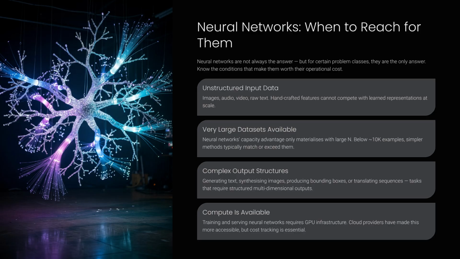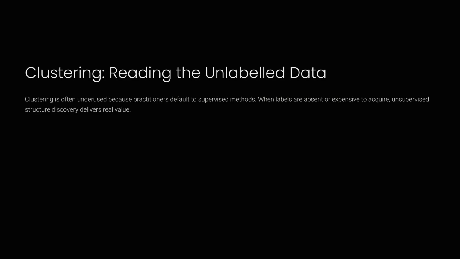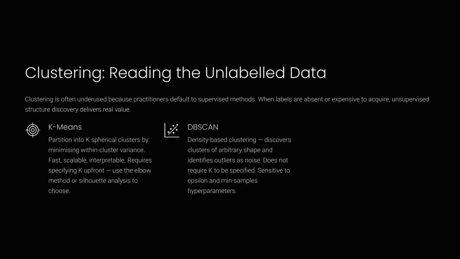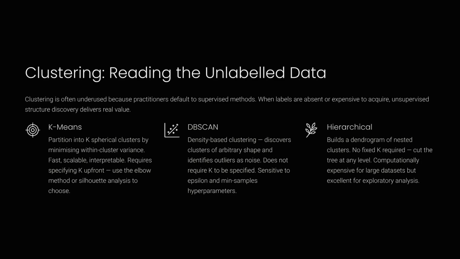Neural networks are necessary for unstructured data, very large datasets, and complex output structures like image generation. They require GPU infrastructure, so cost tracking is essential. Clustering methods such as K-means, DBSCAN, and hierarchical clustering are useful for discovering structure in unlabeled data. K-means is scalable and interpretable, while DBSCAN finds arbitrary shapes, and hierarchical builds nested clusters.